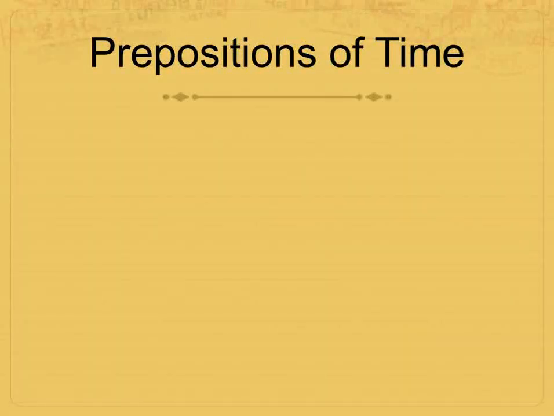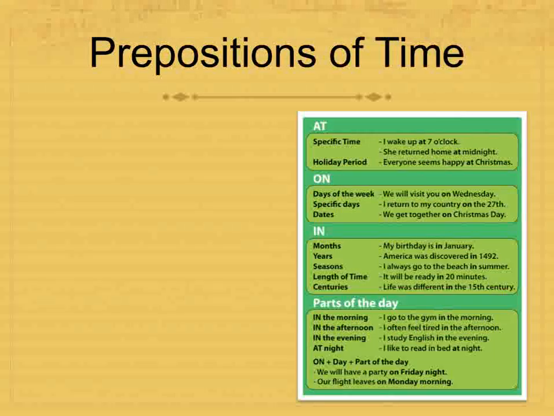Some prepositions of time. So this is hopefully a review for you. You can have a look at this chart. We have three main prepositions when we're talking about time, and those are at, on, and in. For at, we use at for things like exact times, at 7 o'clock, at 3:30, at midnight. We also use at for holiday periods. So a period, I mean the time around one day, not the day itself. For the example that you can see here, everyone seems happy at Christmas.